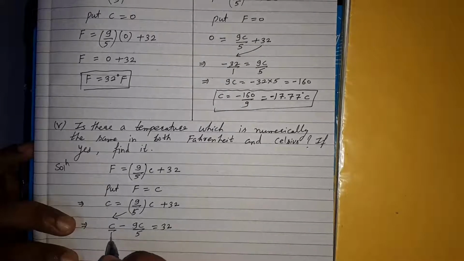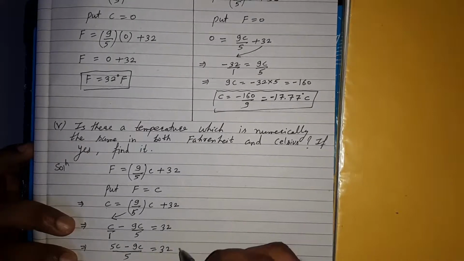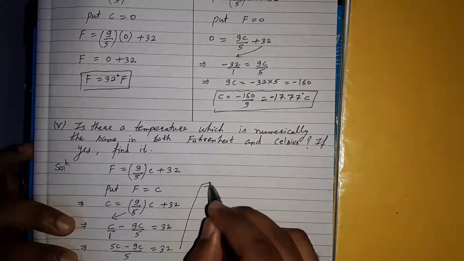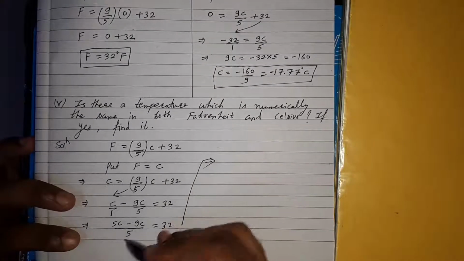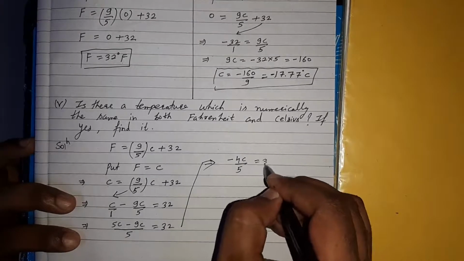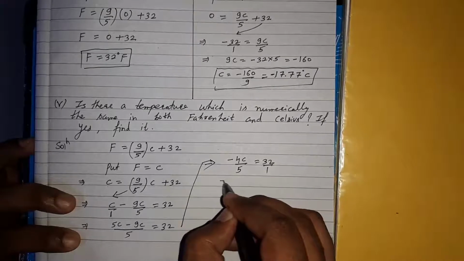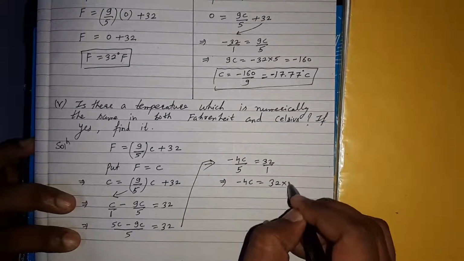Now we will take the LCM. So the LCM is 5. So it will be 5C minus 9C upon 5 is equal to 32. Now 5C minus 9C will be minus 4C upon 5 is equal to 32. Now cross multiply, so it will be minus 4C is equal to 32 multiplied by 5.